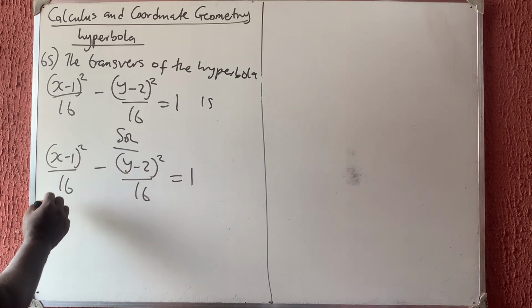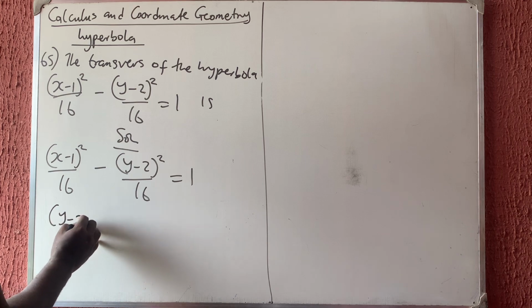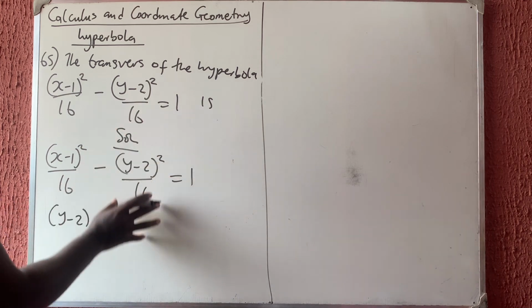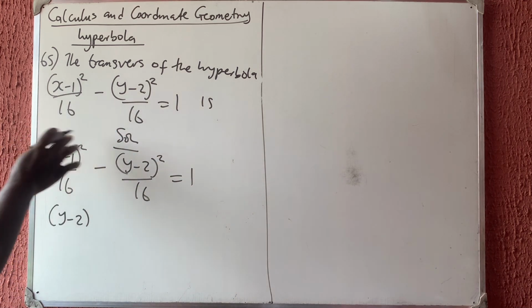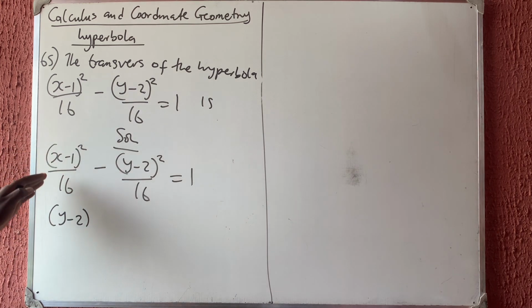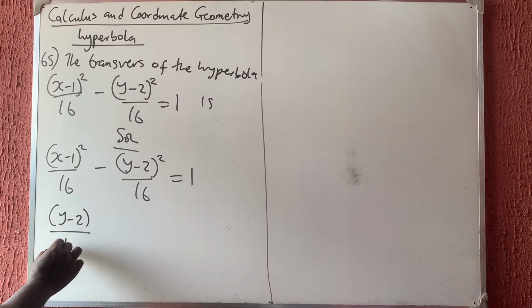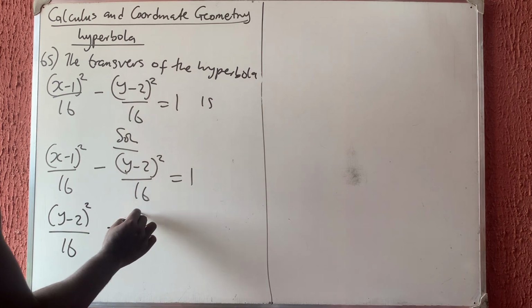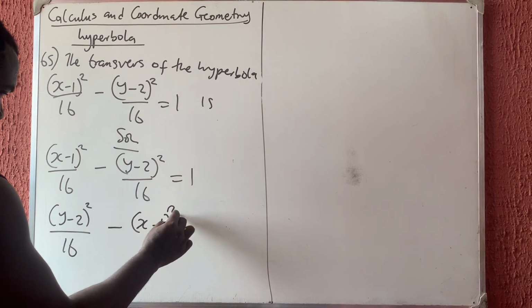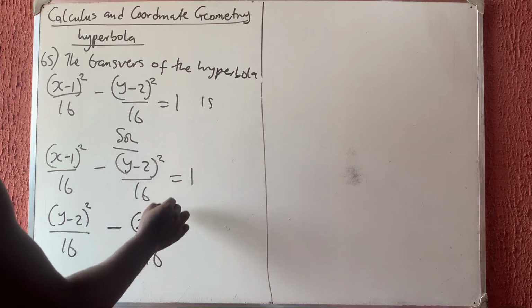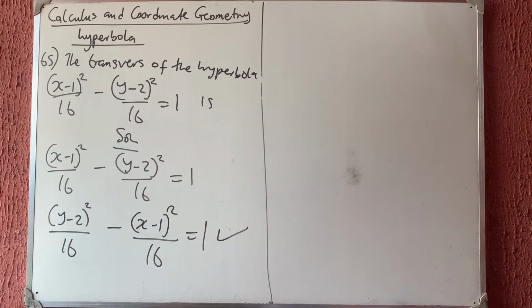So if I see the numerator, I'm going to have y minus 2. If I have to switch everything, carry everybody here, come here. But the reason I'm switching only the numerator is that I'm seeing that the denominators are the same. So it's just to switch everybody. Carry this one, come here. Carry this one, come here. Very simple. Okay? So I'm going to have (y minus 2) all squared over 16 minus (x minus 1) all squared over 16 is equal to 1. So this is the transverse.